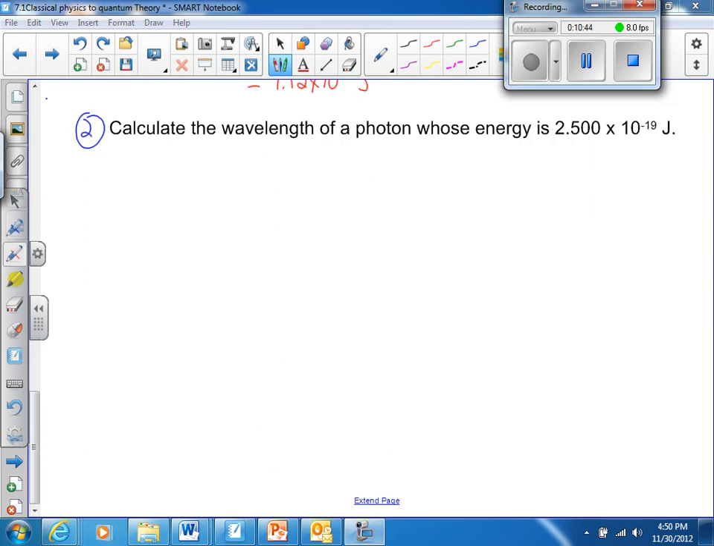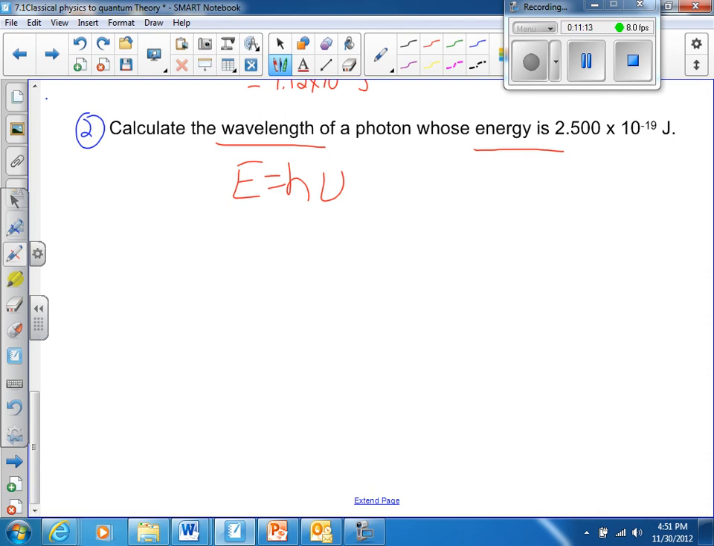And here is our last problem. Find the wavelength of a photon whose energy is 2.5 times 10 to the negative 19 joules. This is just the reverse of the other problem. All right, so last problem. We're trying to find a wavelength, and we're given an energy. So we need to use the energy equation. And if you think you know how to solve this, go ahead, pause, and do the problem yourself, and then look back when you're ready to go.